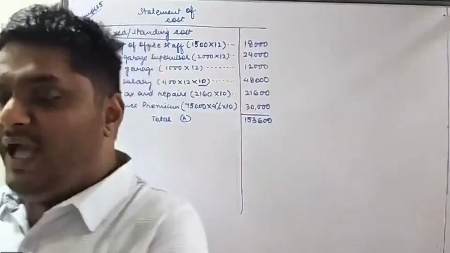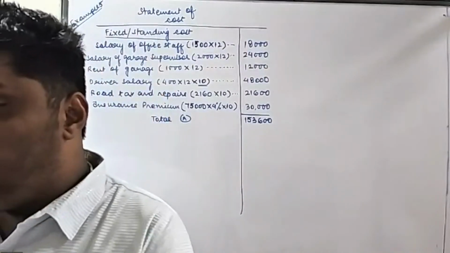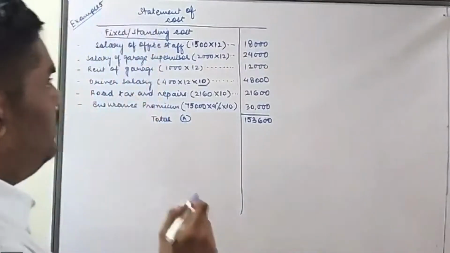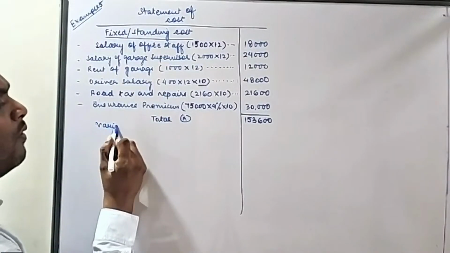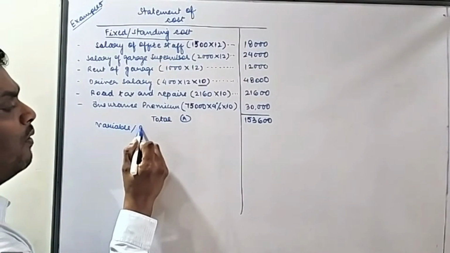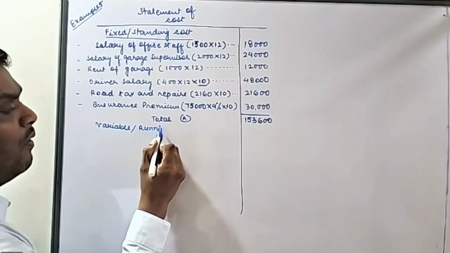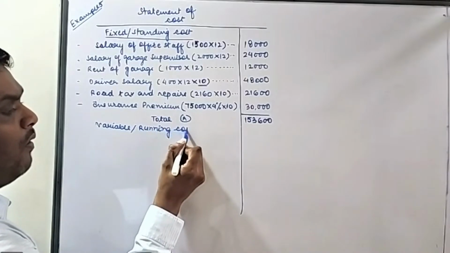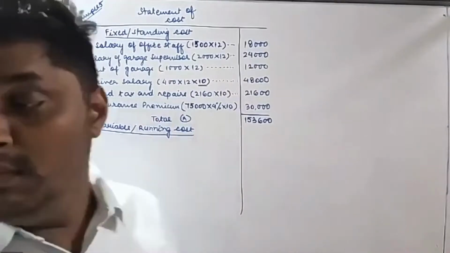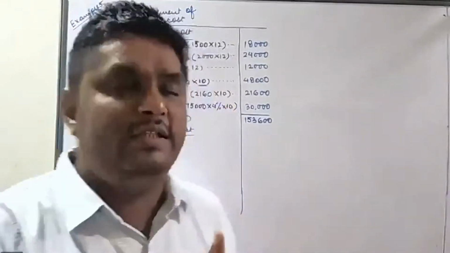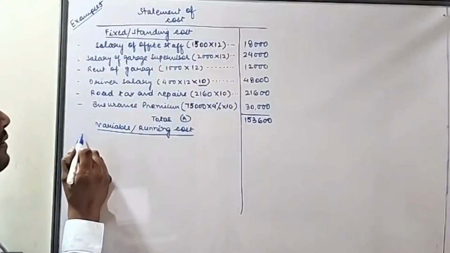So this will be 1,53,600. Now let's start with variable or running cost. Now see, the first we will be taking is depreciation.